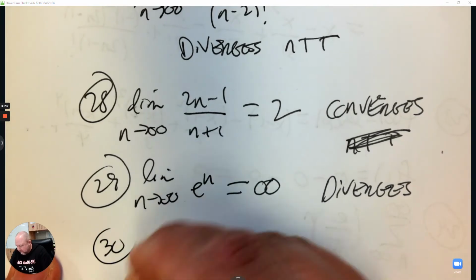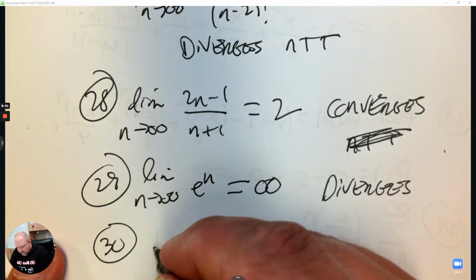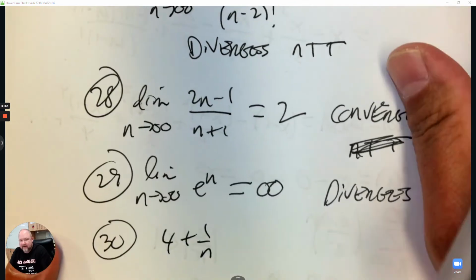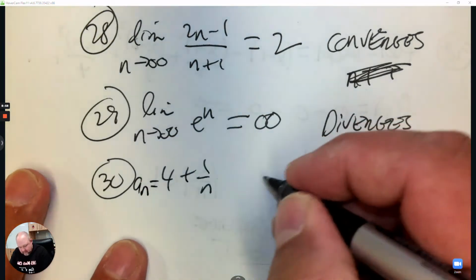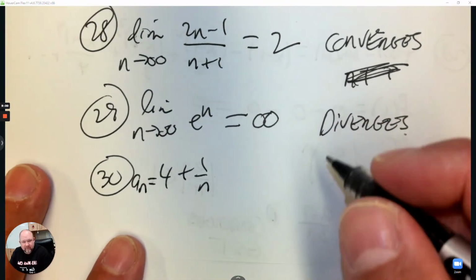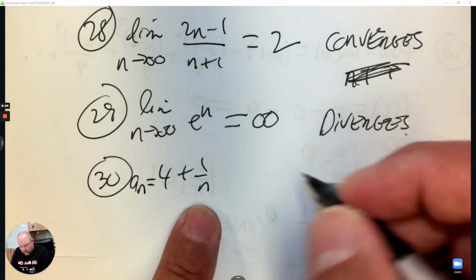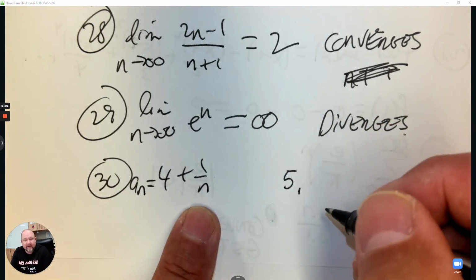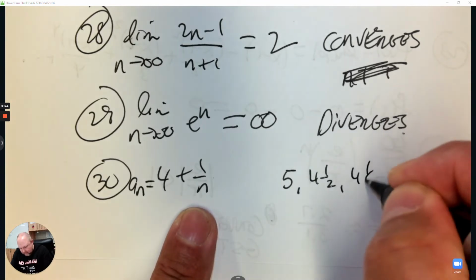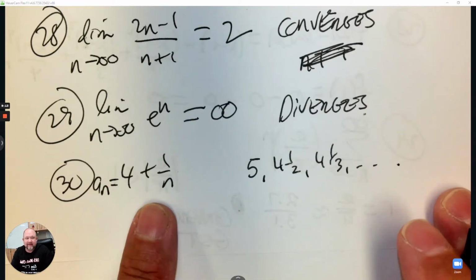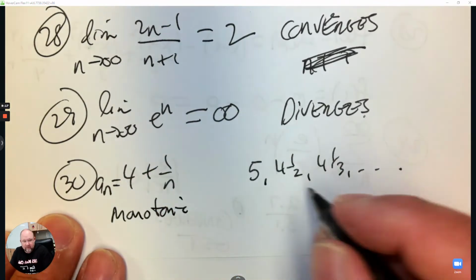Number 30. Determine whether the sequences are monotonic or not. So for 4 plus 1 over n, if I wrote down the first terms, you would see what's happening. So if I plug in 1, the answer is 5. If I plug in 2, it's 4.5, 4 1/3. You can see what's happening. So this is monotonic because it is decreasing.